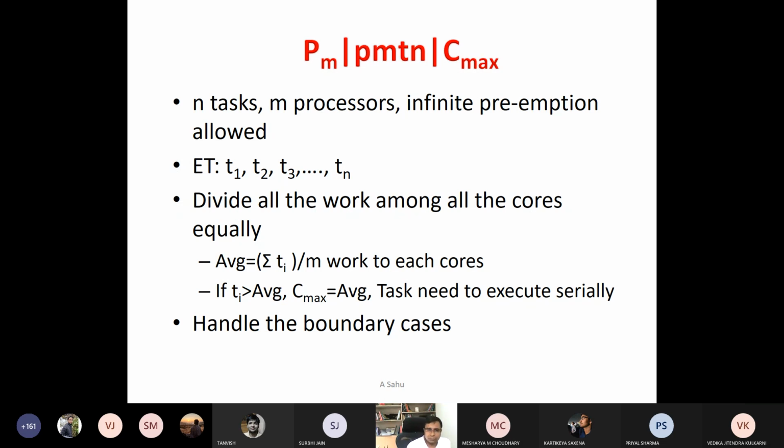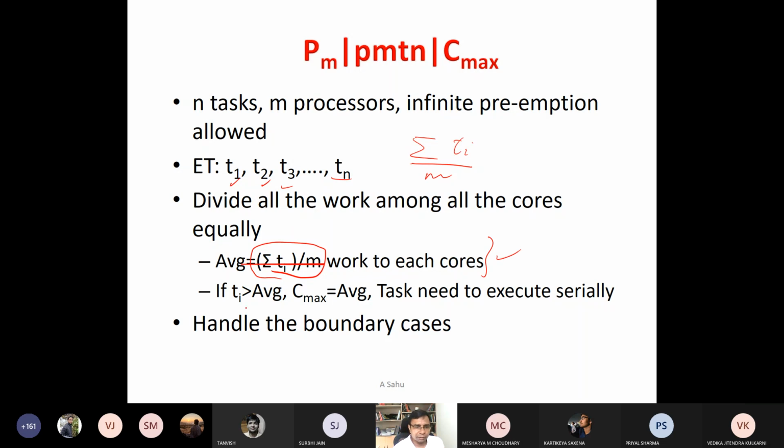How to solve? Divide all the work among all the cores equally. Suppose we take the average of the execution times t1, t2, t3 up to tn. Sum them up and then get the average: summation of t i divided by m. This much work you give to each core because preemption is allowed, we can divide the numbers. That is the average amount of work every core will do.